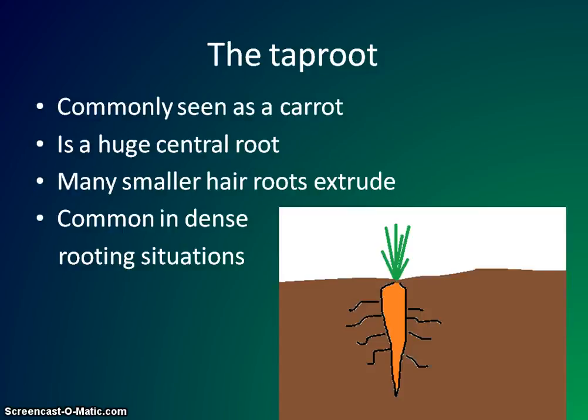soils. Now there's the taproot, which is a carrot, basically. I mean, it's not just a carrot, but that's the best example I can think of. It's a huge central root with many smaller hair roots extruding. This is common in dense rooting situations where you have a lot of plants packed close together, so it's advantageous for them to have just one big root going down, so that it can get its plot of land taken care of and not have to worry about all these other plants surrounding it.